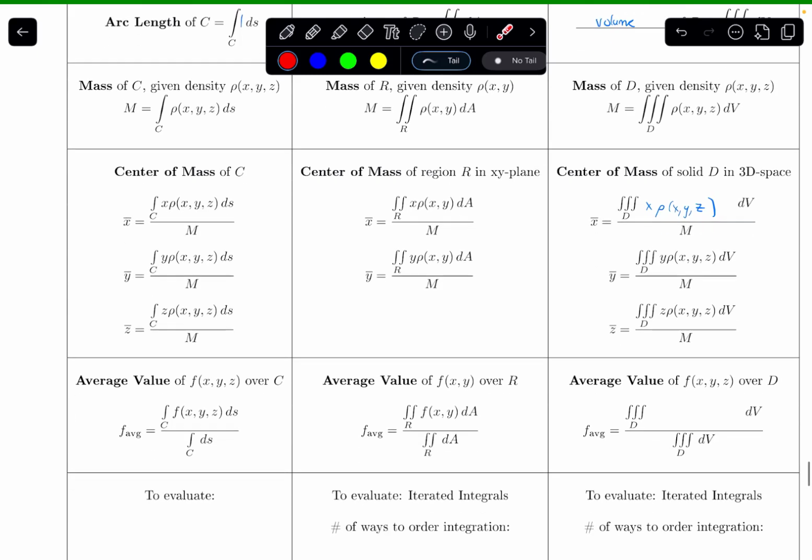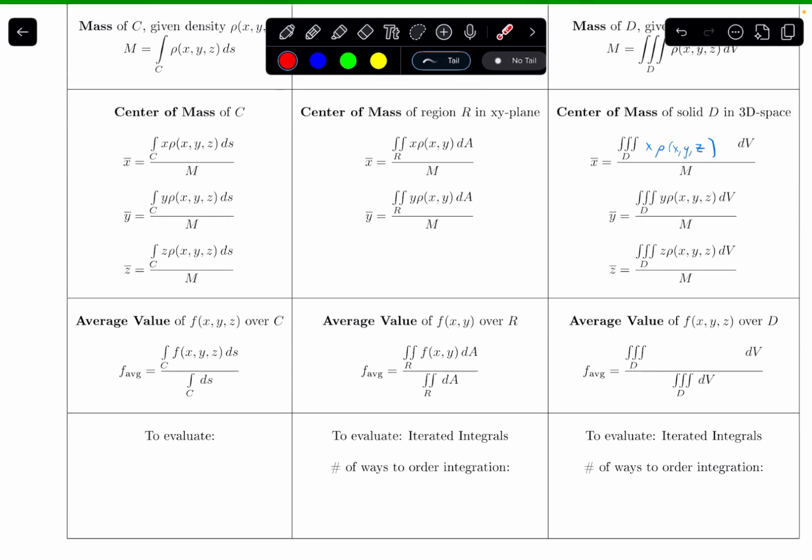We have very similar formulas for the average value. So now if I'm doing the average value of a function over some three-dimensional object D, I take the triple integral of the function f of x comma y comma z. dV is my notation for the triple integral. And then you divide that by the triple integral of just 1. And remember, that represents the volume of the object D.